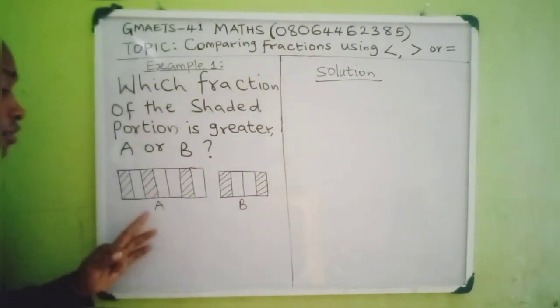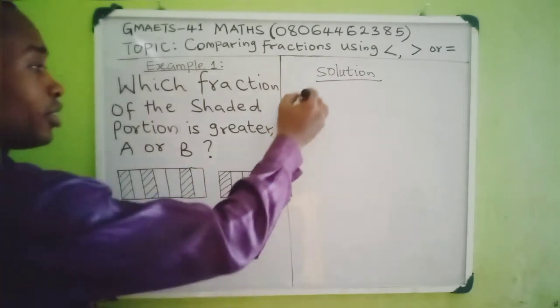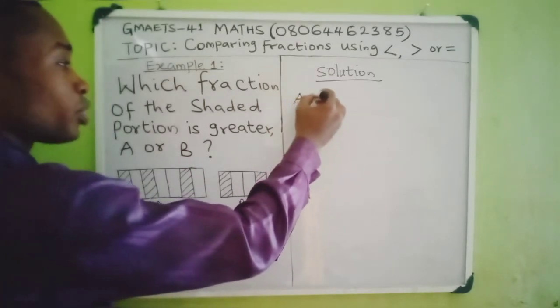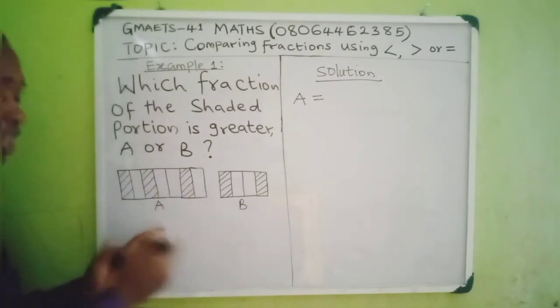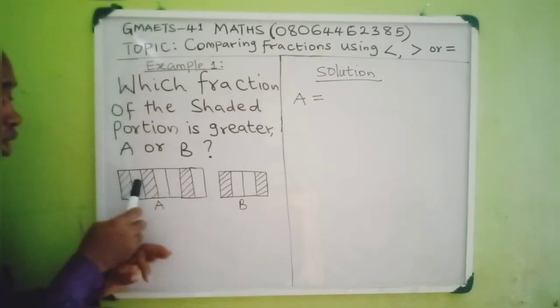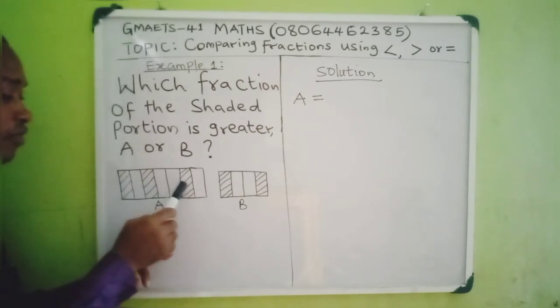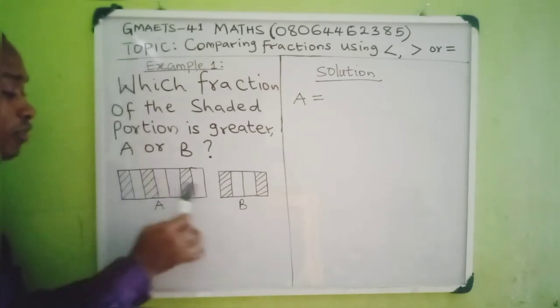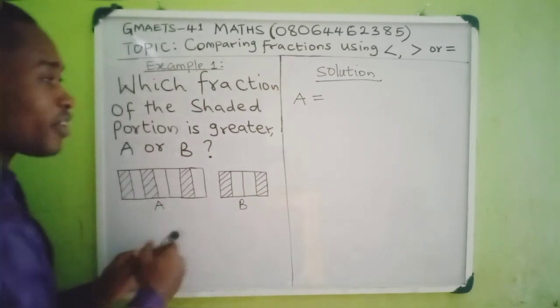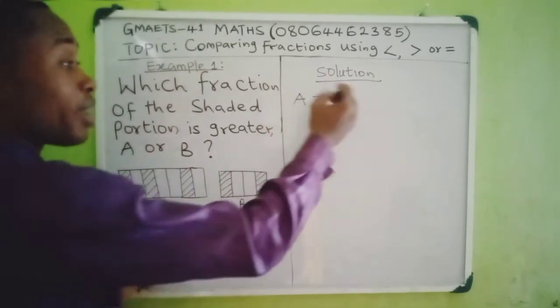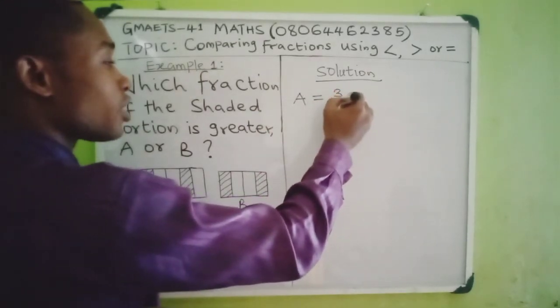Now if you look at this diagram A, we can get a fraction of the shaded portion. The fraction of the shaded portion is 3 over 7. How did we know that? The total boxes here is 7: 1, 2, 3, 4, 5, 6, 7. Now, out of the 7, 3 parts are shaded: 1, 2, 3. And so the fraction of the shaded portion of diagram A is 3 over 7.